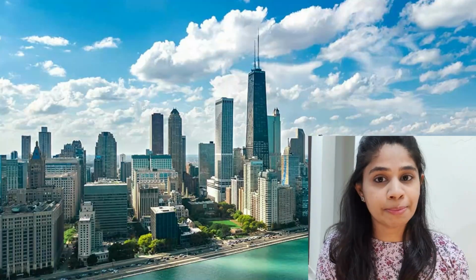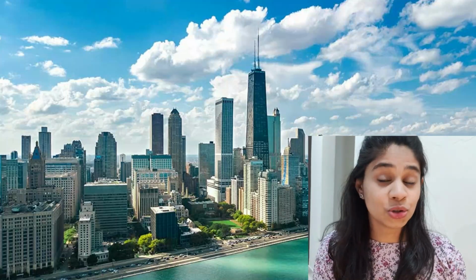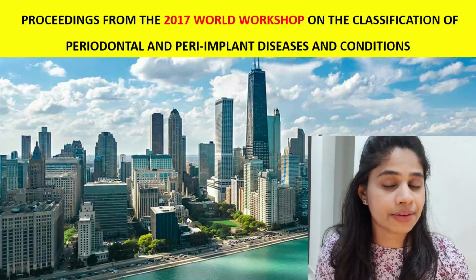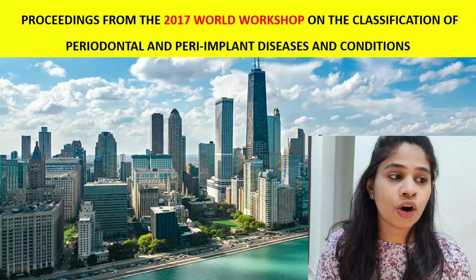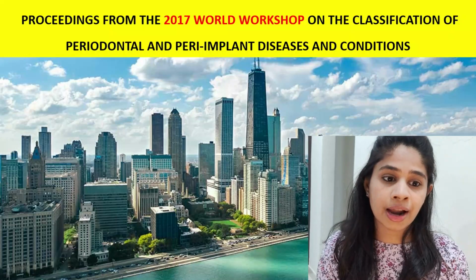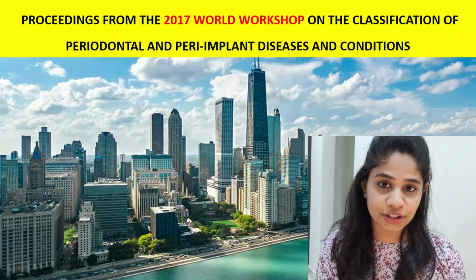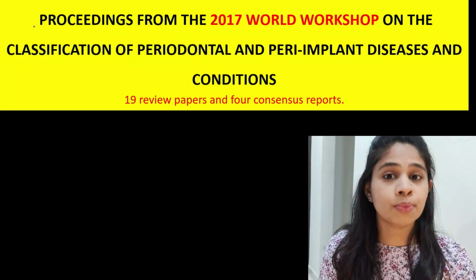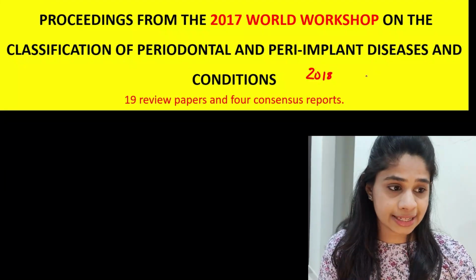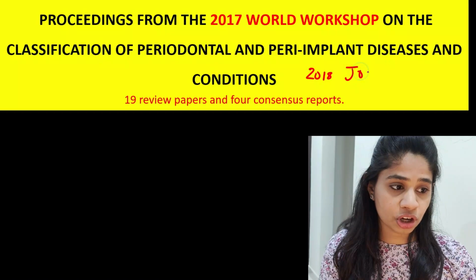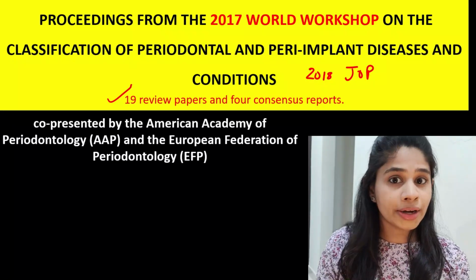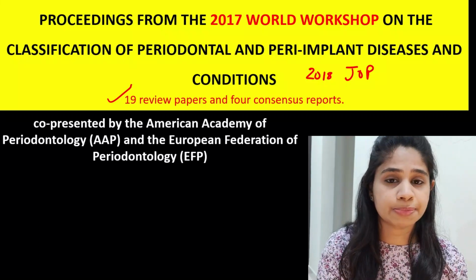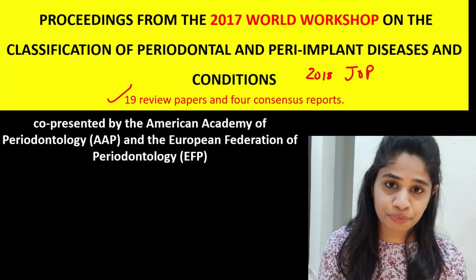So today we are going back to 2017 to Chicago to discuss the proceedings from the 2017 World Workshop on the classification of periodontal and peri-implant diseases and conditions. So let's get started. This classification system was published in 2018 in the Journal of Periodontology and was given by a joint committee of the American Academy of Periodontology and the experts from the European Federation of Periodontology.